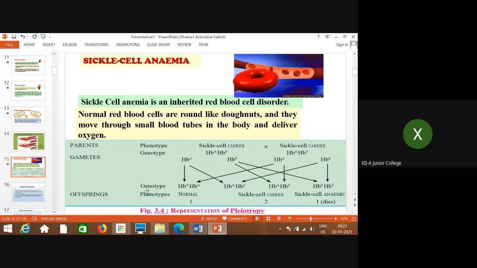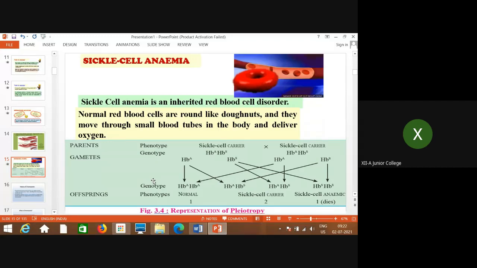Now this sickle cell anemia is an inherited red blood cell disorder. These normal blood cells are round like donuts, and they move through small blood tubes in the body and deliver oxygen. But in the sickle shaped form, there are chances of those blood vessels getting clogged by these RBCs, that means sickle shaped cells, and it may damage that particular organ where the blood vessel is.